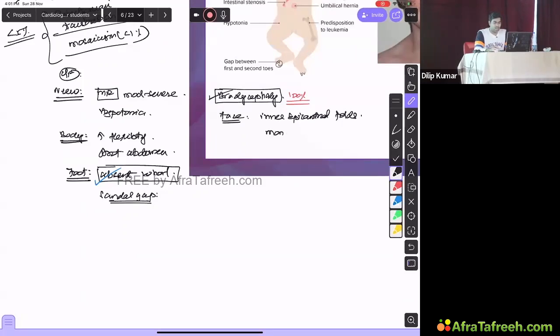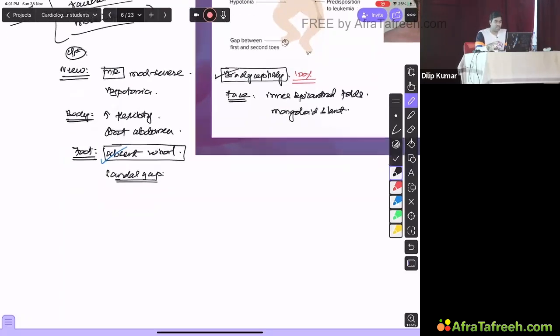As I told you, another important feature is the mongoloid slant, an up-slanting palpebral fissure. In Marfan, you have a down-slanting palpebral fissure, whereas in Down syndrome, you have an up-slanting palpebral fissure. And they can have esotropia, which is a type of squint. I'll talk about this in neurology. Esotropia and exotropia are there. Esotropia is a kind of squint only.